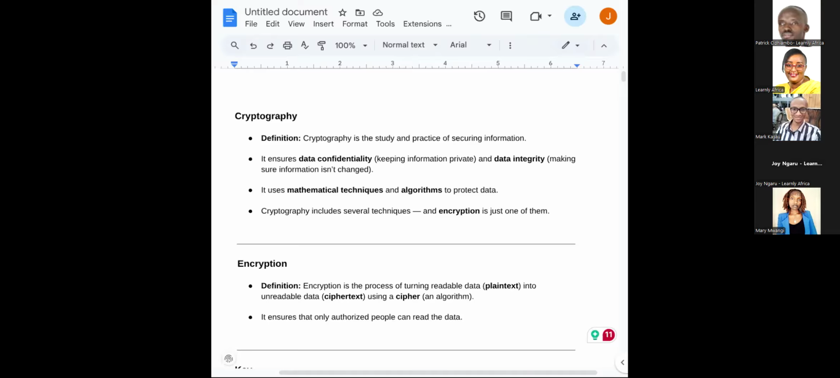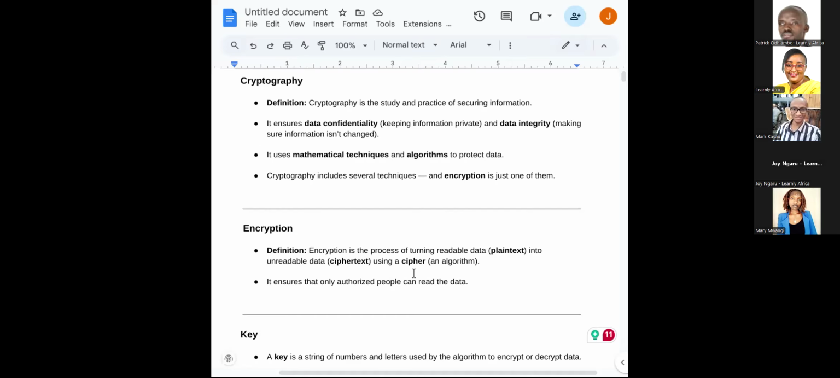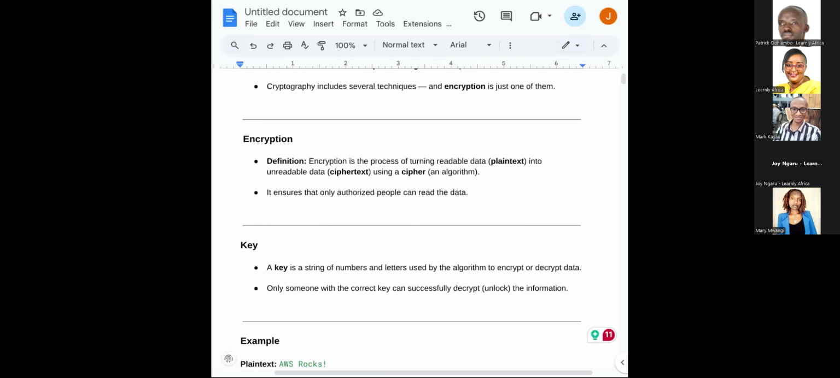Actually, one of the things that are included in cryptography is encryption. And for our class today, we're going to learn a little bit about encryption and why it's important, the different types of encryption there are, and when to use different types of encryption, right?